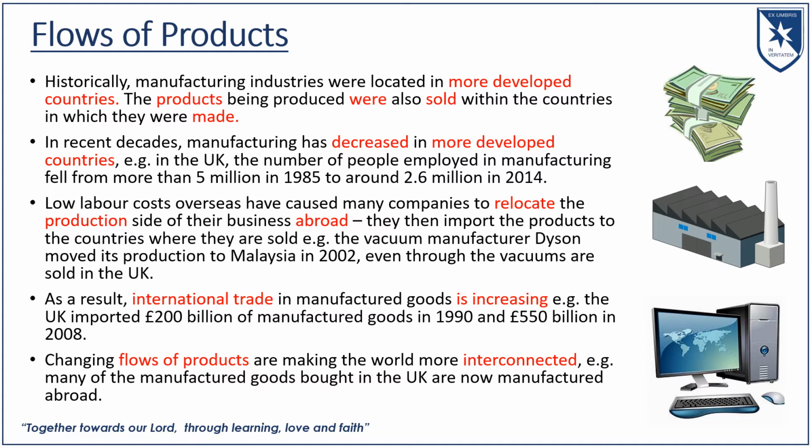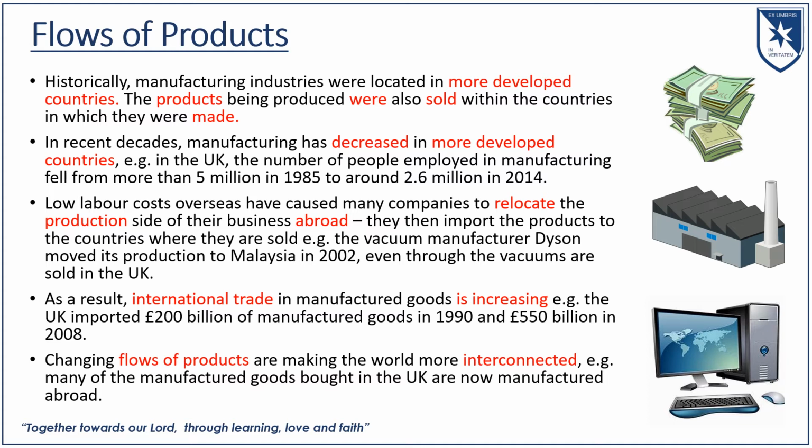A third driver of globalisation is flows of products across international borders. Historically, manufacturing industries were located in more developed countries. The products being produced were generally sold within the countries in which they were made. However, in recent decades, manufacturing has decreased in more developed countries. For example, in the UK, the number of people employed in manufacturing fell from more than 5 million in 1985 to around 2.6 million in 2014.